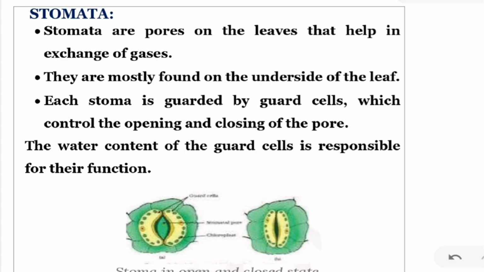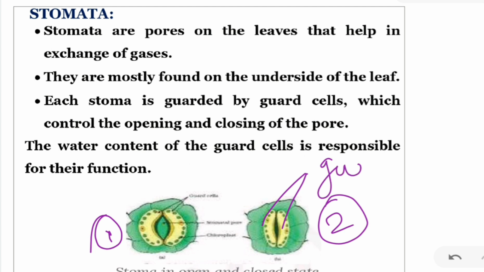Since we have discussed that carbon dioxide comes in and oxygen goes out of the plant through stomata, let's see the structure of stomata. This is the stomata in the opened stage and this is in the closed stage. These yellow colored structures are the guard cells. These guard cells decide whether to open or close the stomata. This opening is termed as stoma.